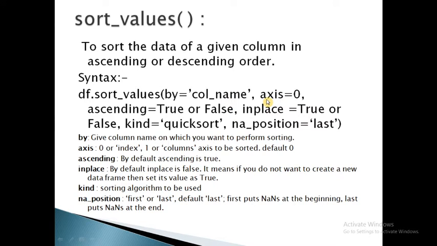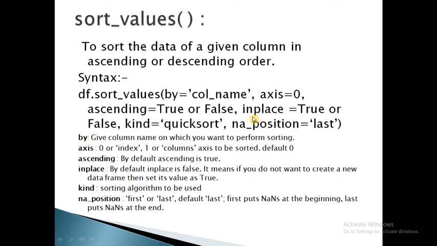Next is axis. Axis can take values of 0 or 1. 0 is for index and 1 for columns. Default is 0, that is row-wise. Then comes ascending. The ascending parameter takes a boolean value, true or false. If it is true, then it will display in ascending order or alphabetical order, and if it is false, then it will display in descending order.